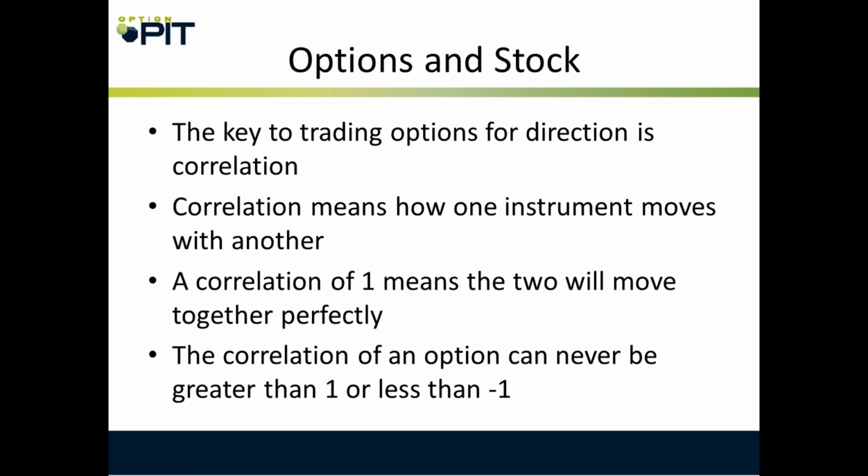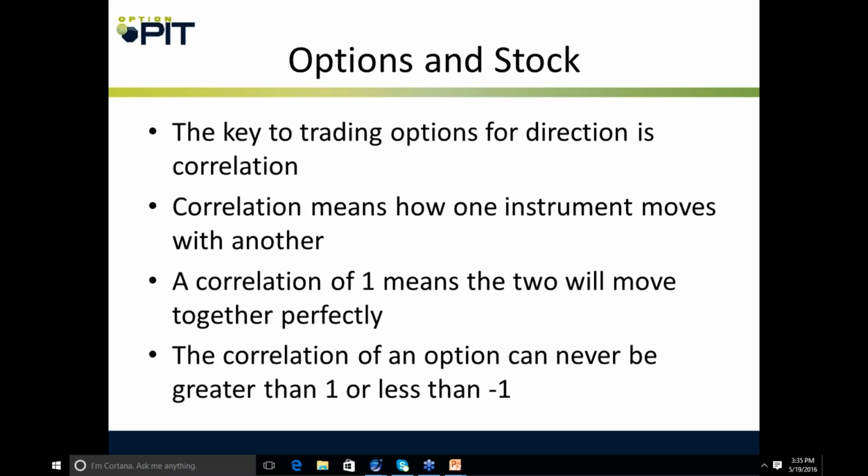So to start, the key to trading options for direction is correlation. Correlation really means how one instrument moves with another. What is VIX? We're going to learn all about that. If you've got a question that's vitally important, ask, and if not, save it to the end. So correlation means how one instrument moves with another.